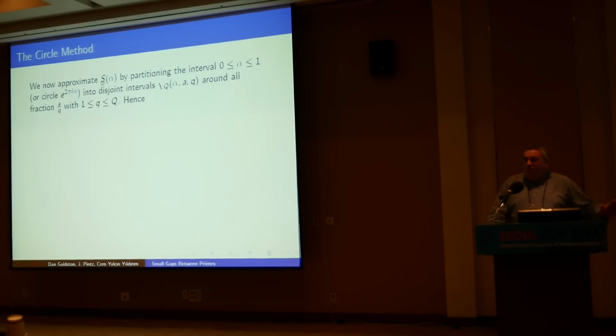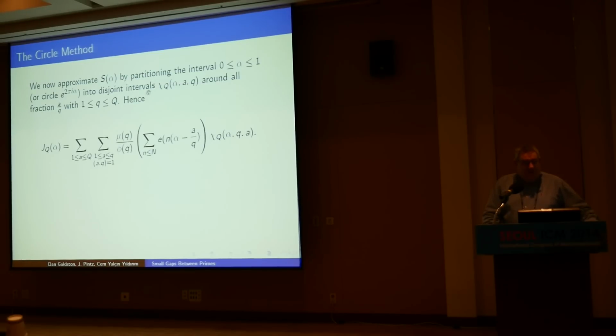So then what you do is you do what's called the circle method. You now split up the interval between 0 and 1 into little intervals. You put each spike onto each of the intervals individually, and then you add it up over all the fractions up to q.